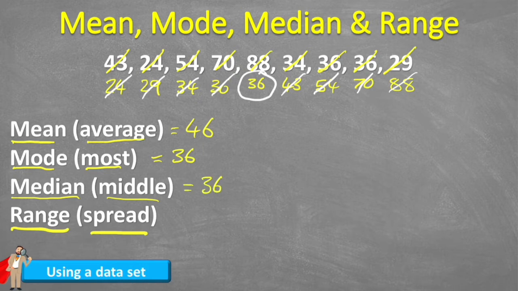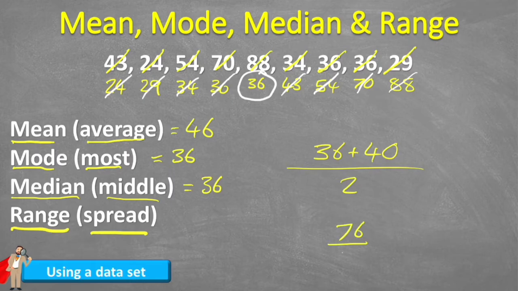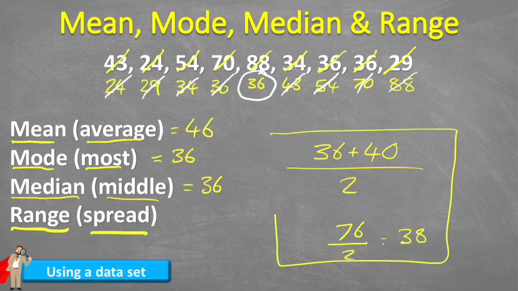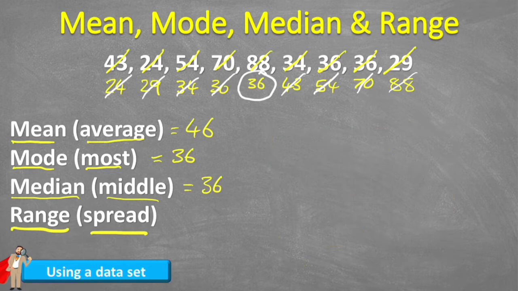Now just incidentally, let's imagine we had an even set of numbers, because we have 9 here, but let's imagine we had 10. Therefore we would end up with two numbers in the middle. We could end up with a 36 and a 40. And the way that we would find the median then, we would simply add these two numbers together and divide by 2. 36 add 40 is 76, divided by 2 is 38. So for this example, the median would be 38. But in our data set, our median is 36.